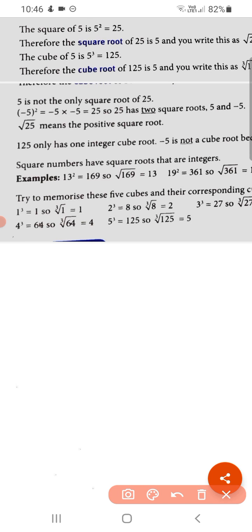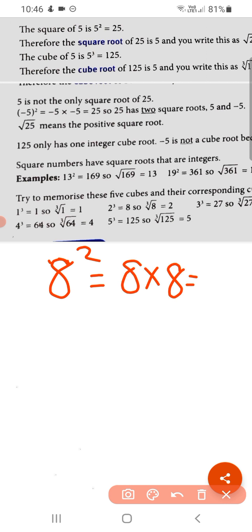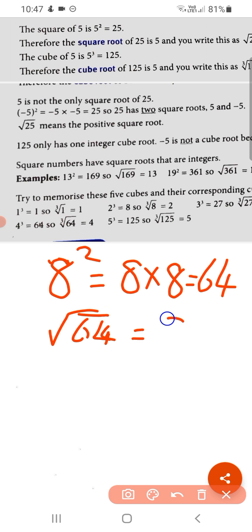Children, the square of 8, that is 8 squared, is 8 into 8, which is equal to 64. Then what is the square root of 64? The square root of 64 is equal to 8. Clear?